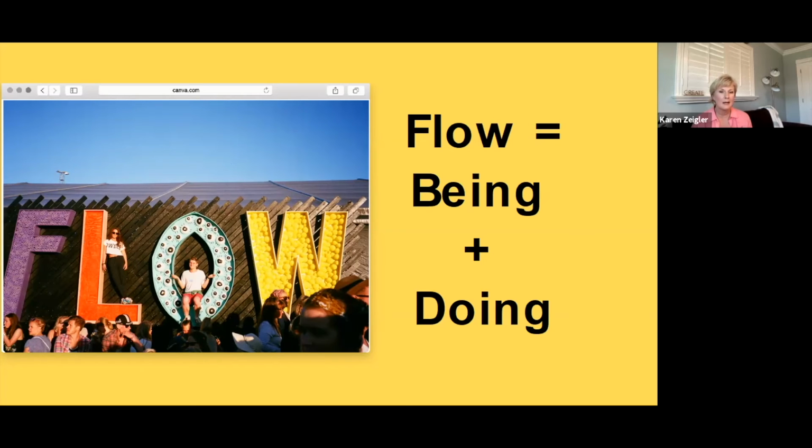The thinking mind, or at least the logical brain mind, is really out of the equation. When we are being and doing, we are mindful of the task at hand, and we really aren't thinking about anything. We are just thinking about what it is we're doing. There's no extracurricular thinking, which I call problematic thinking, but flow is being and doing.